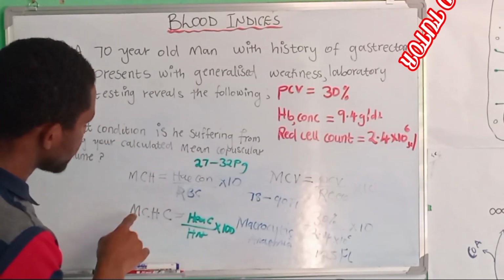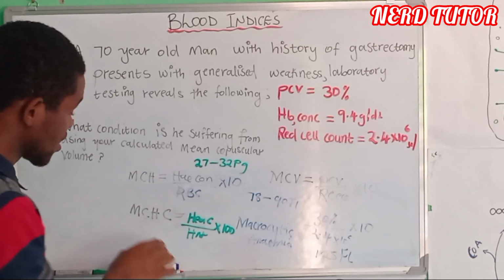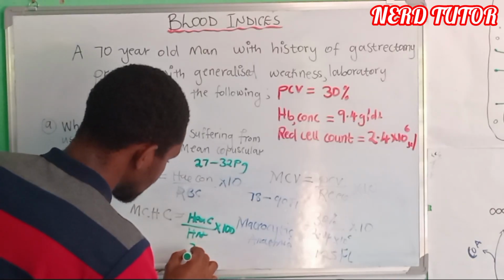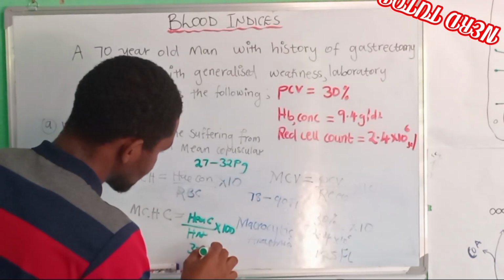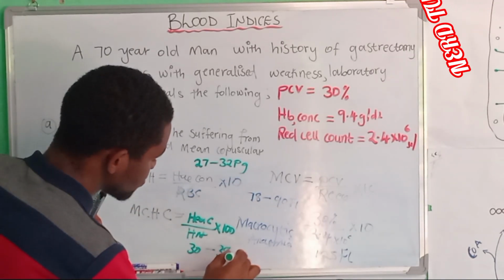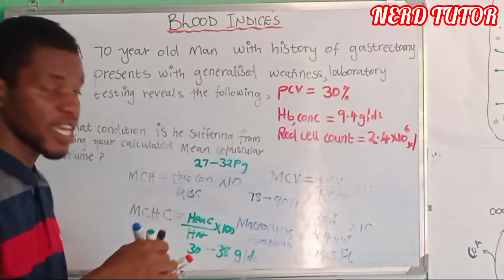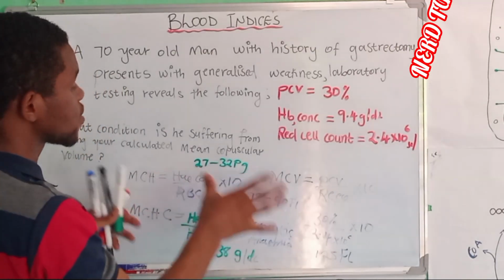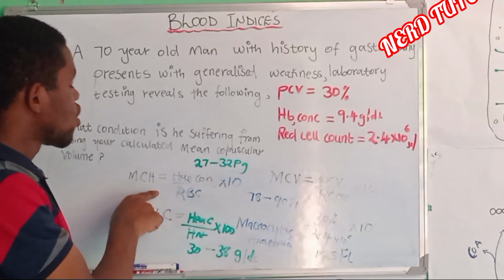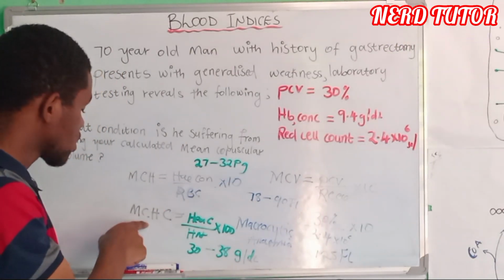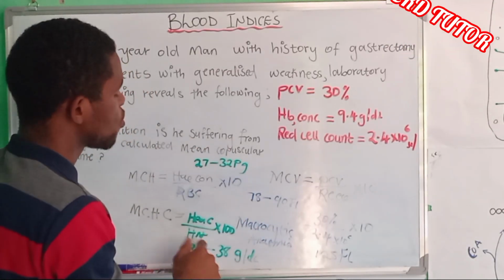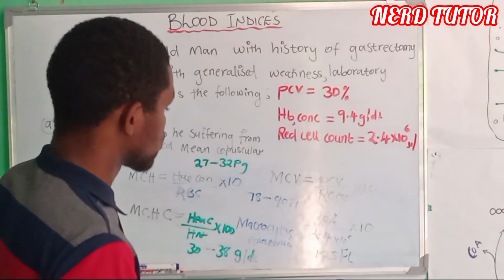Now, what of mean corpuscular hemoglobin concentration? This should be from 30 to 38. 38 what? This is now grams per deciliter of blood. So this is how we get to solve. So if maybe we're asked how to solve for mean corpuscular hemoglobin or mean corpuscular hemoglobin concentration, we would use these formulas, and of course these same normal ranges or normal values that we have here. But this is how we get to solve this question.